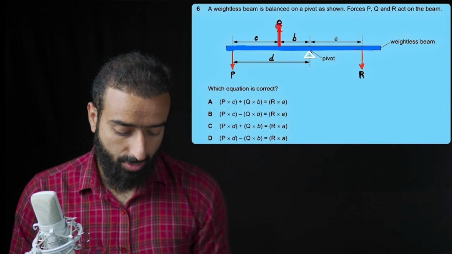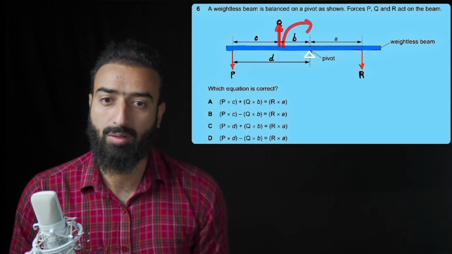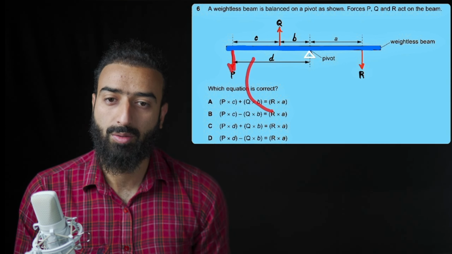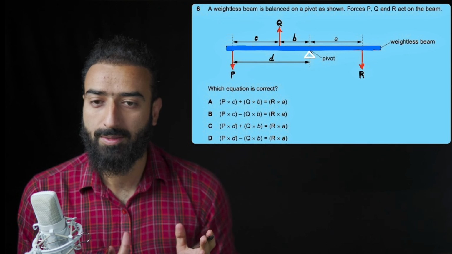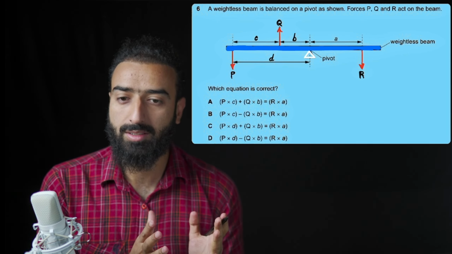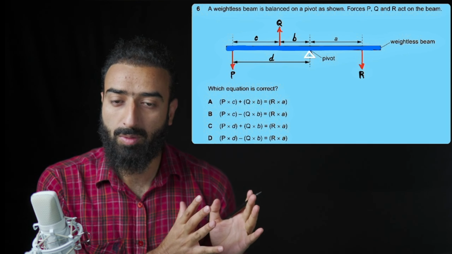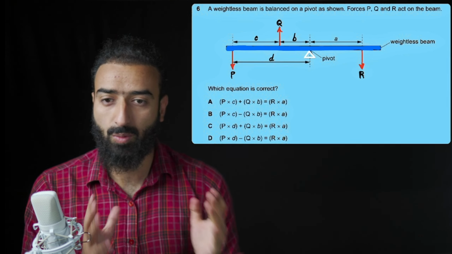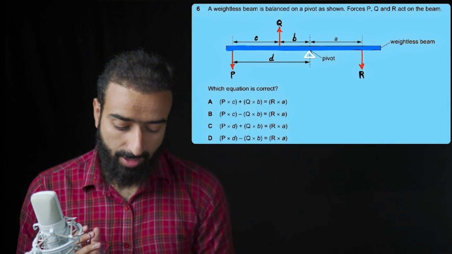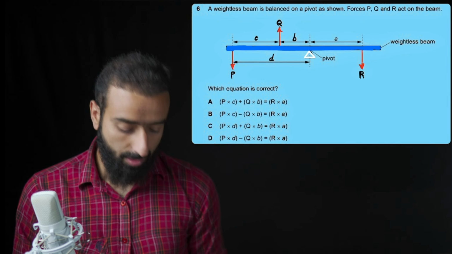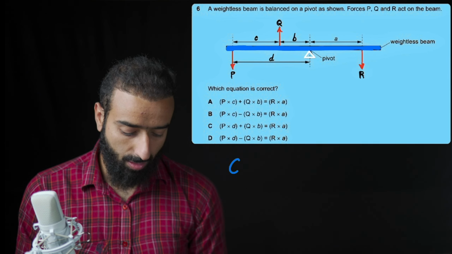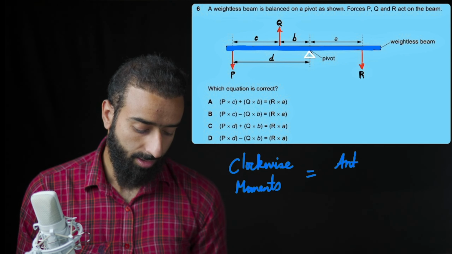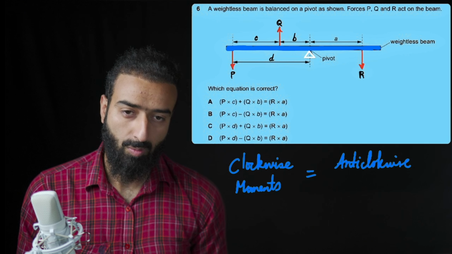The force Q will also try and rotate it clockwise. But this force P will try and rotate it counterclockwise. If the beam has to be balanced, the clockwise moments have to balance the anti-clockwise moments. So that's the equation we'll try and write. The equation we are after is clockwise moments equals anti-clockwise moments.